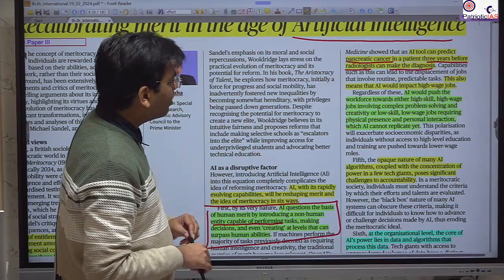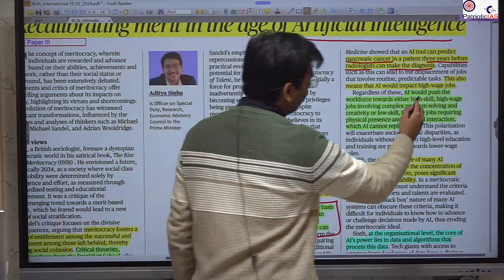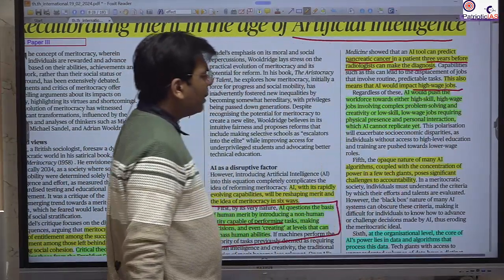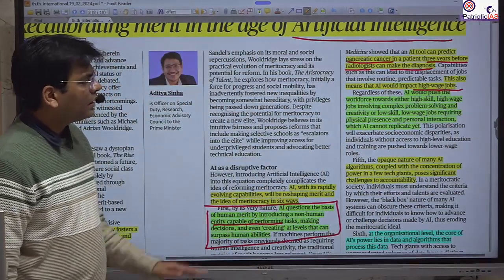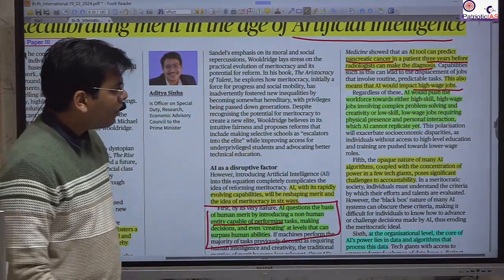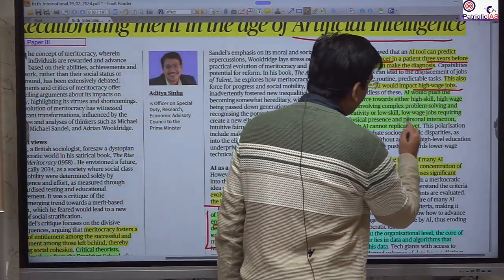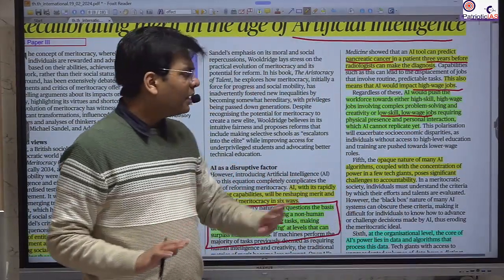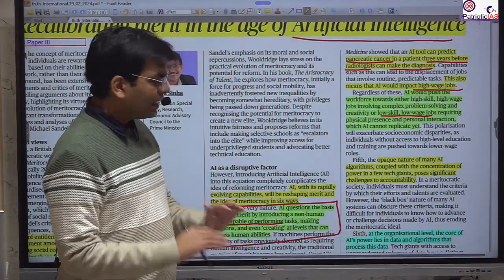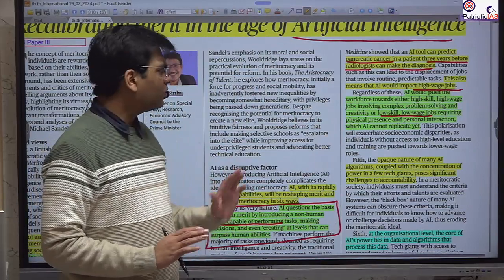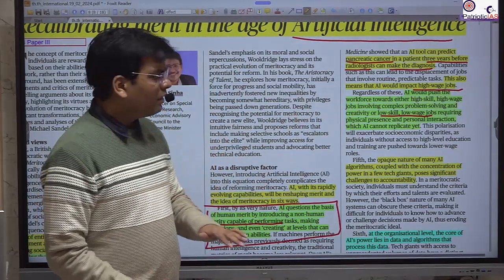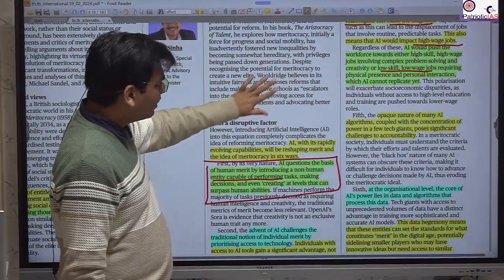Okay. So this also means that AI would impact high wage jobs. Here it has mentioned that AI would push the workforce towards either high skill, high wage, or low skill, low wage. Okay. So there is no middle path with AI, and it will to a maximum extent eliminate middle wage, middle class, middle skill jobs.